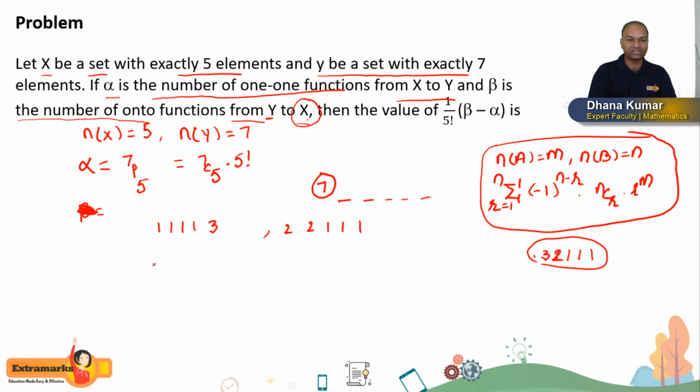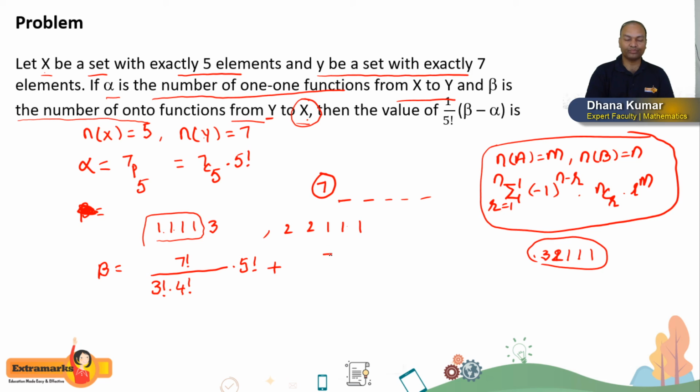Then 7 objects can be arranged in 7 factorial. So beta is equal to 7 factorial by 3 factorial into 1 factorial into 1 factorial into 1 factorial into 1 factorial. 1 factorial is 1, so 1 into 1 into 1 into 1 means 1. But here, observe this one. For 4 groups with an equal number of objects, you write 4 factorial. And internally, 5 groups can be arranged in 5 factorial ways.